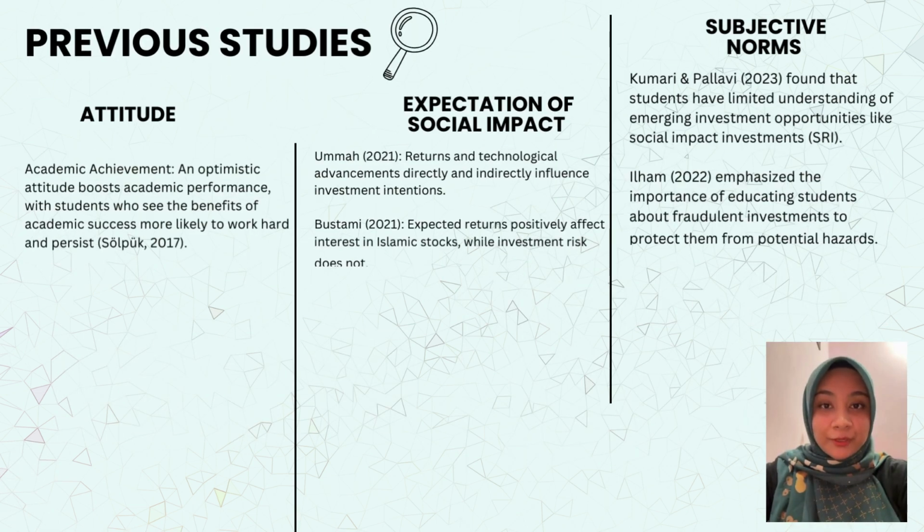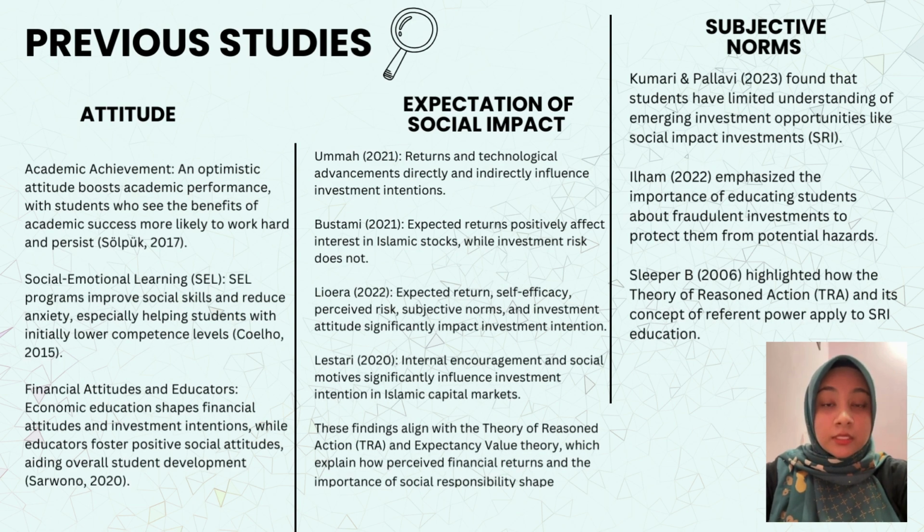Next, we will talk about previous studies. So this is for the first one, which is attitude. Attitude significantly influences students' social investment across various dimensions, including academic achievement, social emotional learning, financial disposition, and the role of educators. An optimistic outlook enhances academic performance, with students who value academic success more likely to invest effort and persist in their studies, said Solpuk 2017.